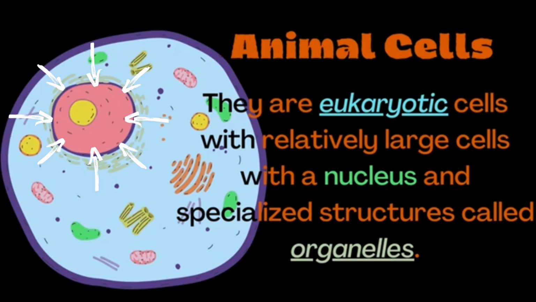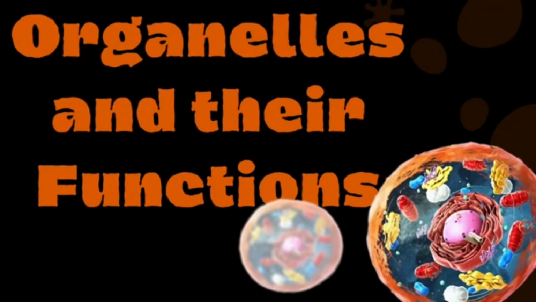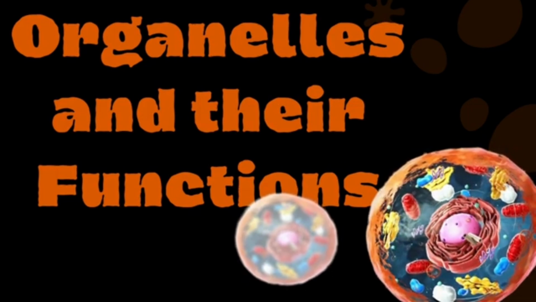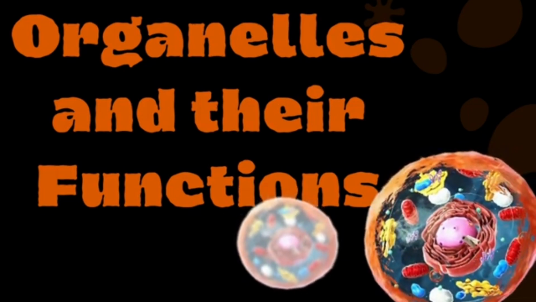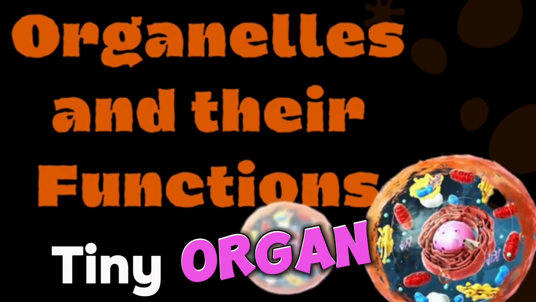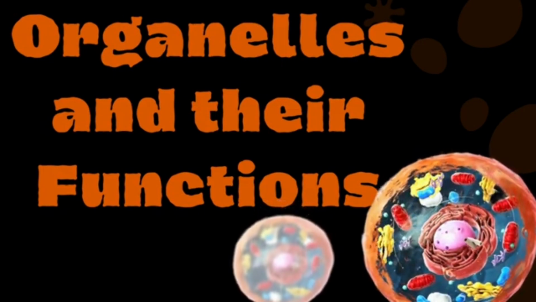They are characterized by the presence of a number of membrane-bound organelles, and also a number of chromosomes in which DNA is organized in the form of nucleoproteins. So what are these organelles which you are talking about? Organelles, by definition, the word means tiny organ. So literally they are tiny organs within the cell.